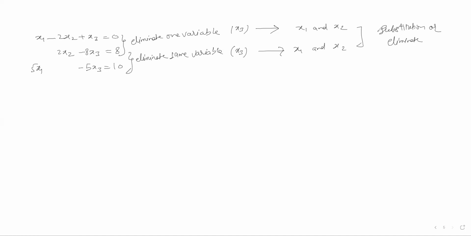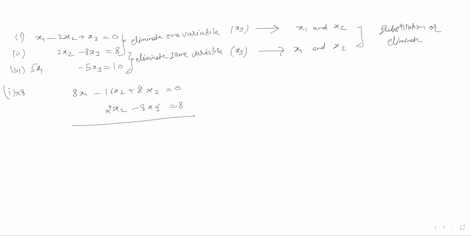Fine. For example here, if I want to eliminate the x3 variable, what I have to do is multiply the first equation by 8. So this is equation first, this is equation second, and this is equation third. If I multiply equation 1 by 8, what will I get? 8x1 minus 16x2 plus 8x3 equals 0. And the second equation I will write as it is: 2x2 minus 8x3 is equal to 8.